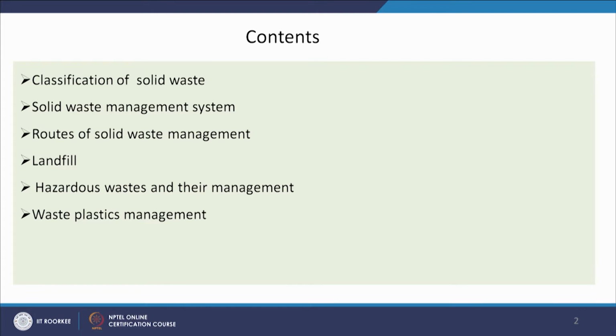Hello everyone. Now we will discuss the topic solid waste and hazardous waste management, part 1. Already we have discussed the management and treatment of different types of waste streams like air and water. The next part is solid waste and hazardous waste, and the contents are classification of solid waste, management system, routes of solid waste management, landfilling, hazardous wastes and their management, and waste plastics management.